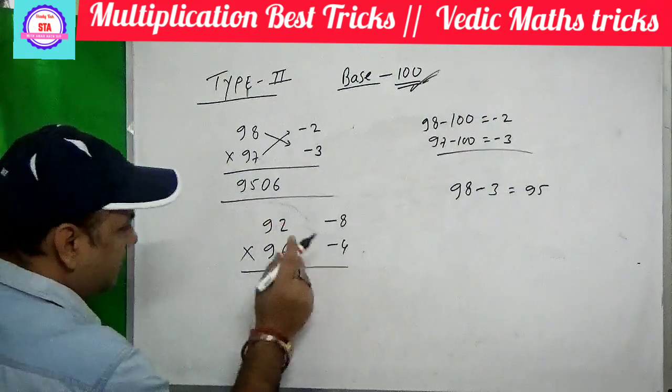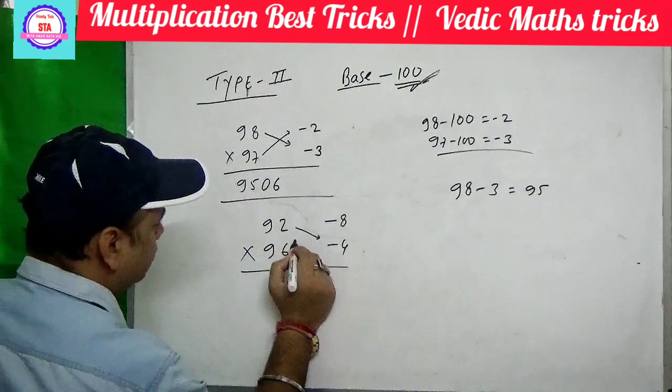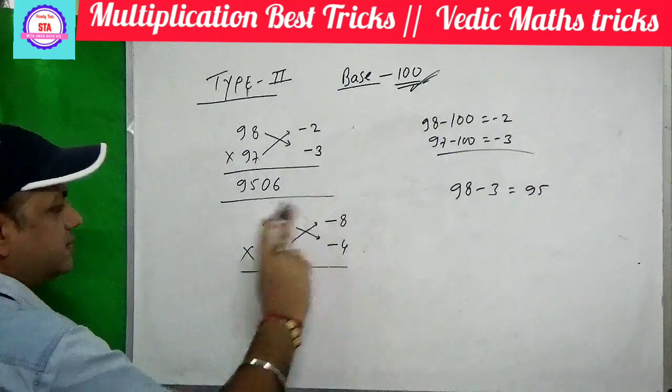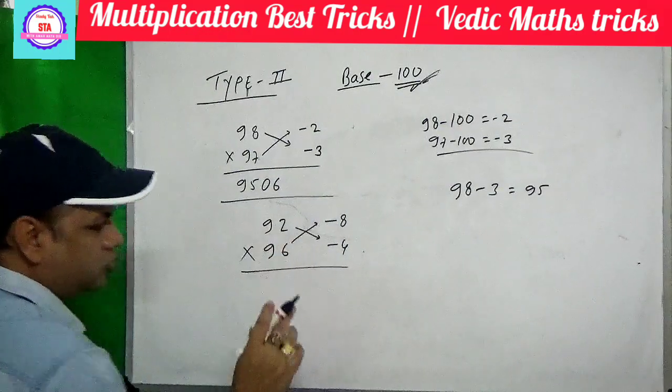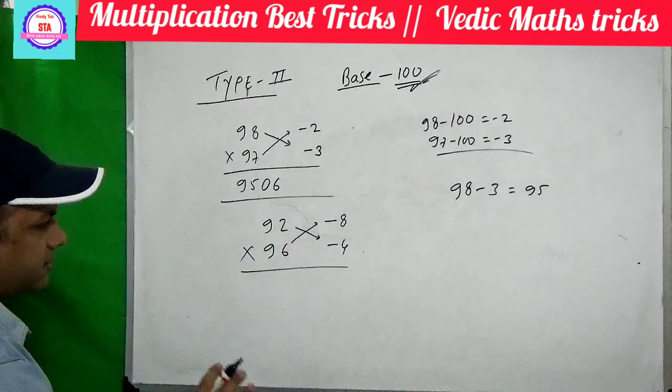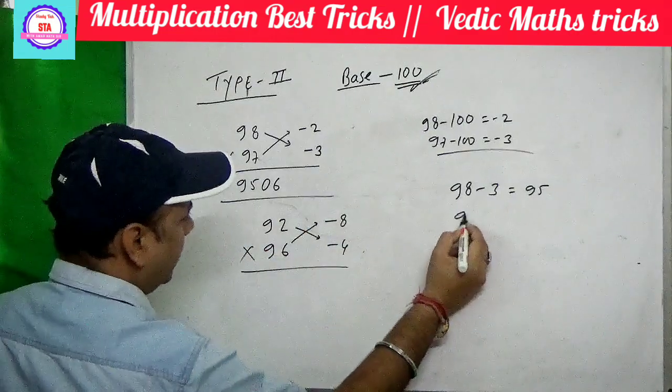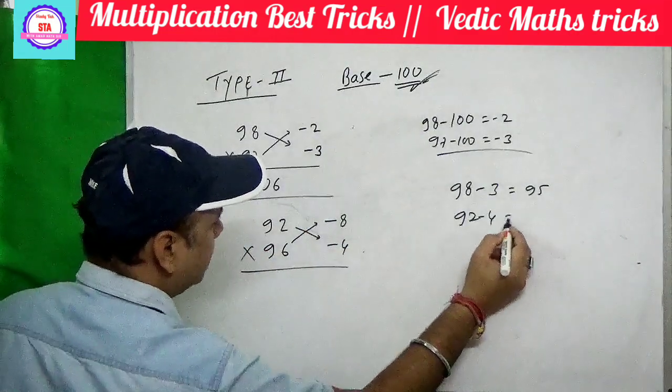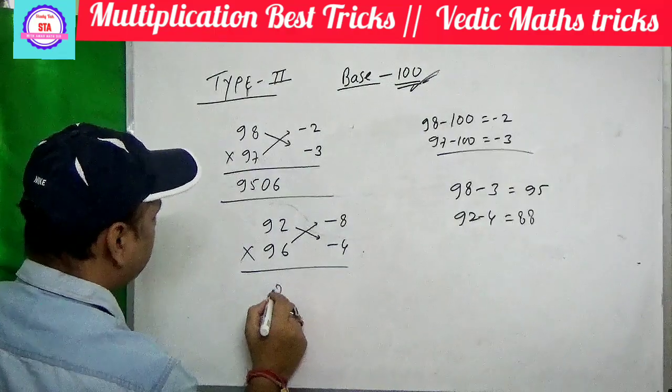Minus this: 92 minus 4, or 96 minus 8, that is 92. जो छोटा number है उसी को take कर लेना. You take the smaller number. 92 minus 4, that is 88. Write down the 88.